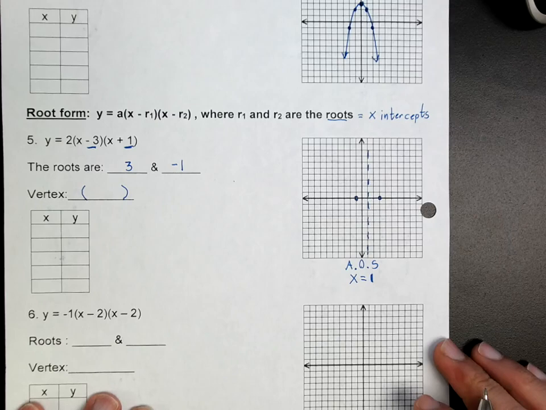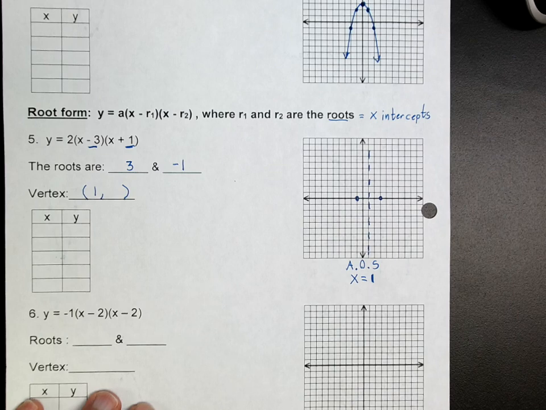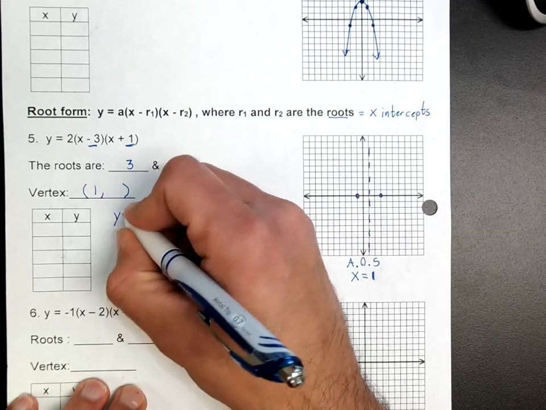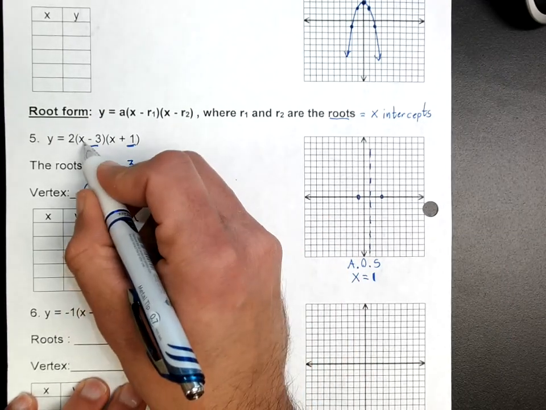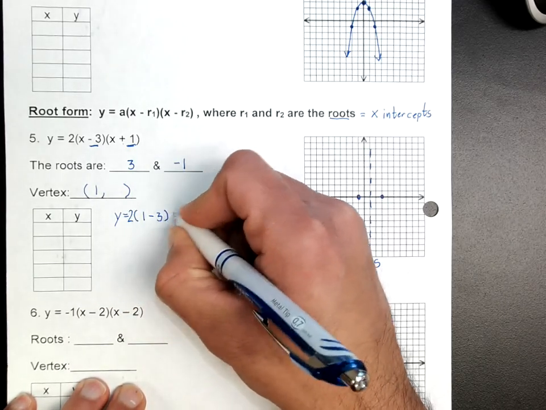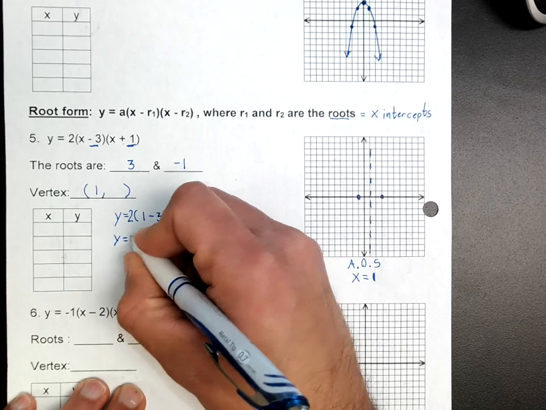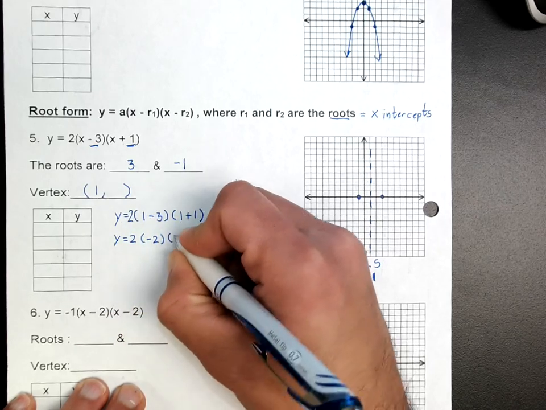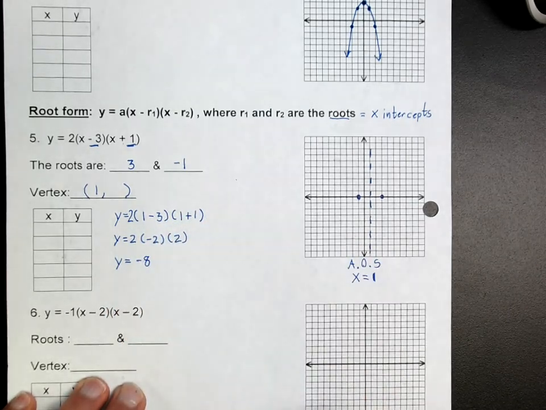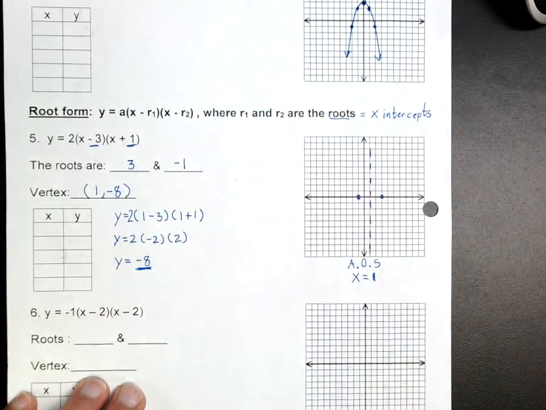Now that's going to help us a lot, because that's actually the x-coordinate of my vertex. Again, that's the x-coordinate of my vertex. Now to find the y-coordinate, all we have to do is plug that 1 back in for x. So we plug in 1 minus 3, and then 1 plus 1. That gives us y equals 2 times negative 2 times 2. If you multiply those together, you get negative 8. So that's going to be the y-coordinate of my vertex.